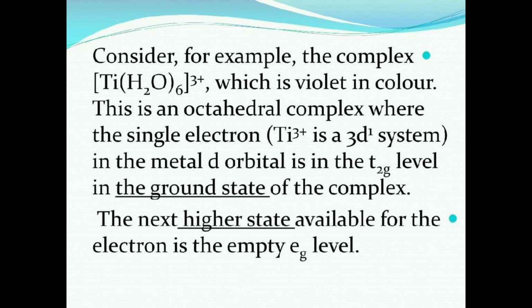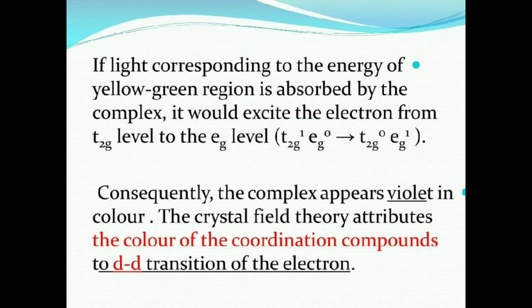So consider, for example, the complex titanium, where the hexadentate ligand water molecule is there, and the charge on this complex is 3 plus. So this complex is violet in color, and this is an octahedral complex where the single electron, that is Ti3+, is a 3d1 system, and the metal d electron is in the T2g level in the ground state of the complex. The next higher state available for the electron is the empty Eg level.